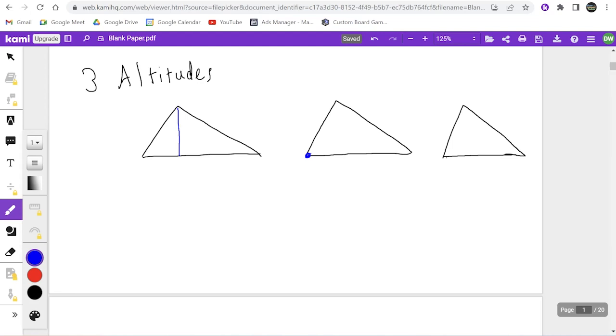And if I did that, I would get this line right there. Again, it needs to be perpendicular to the base. And then the last one I could do is draw an altitude from this corner, and that would look something like that. That's supposed to be perpendicular. Notice 3 answers for the altitude.